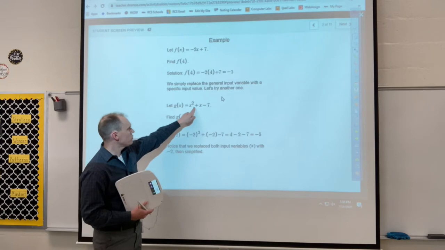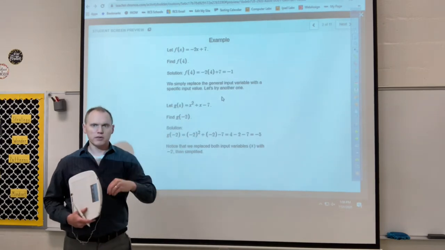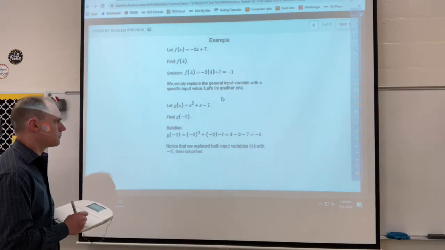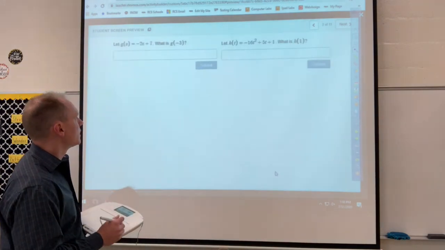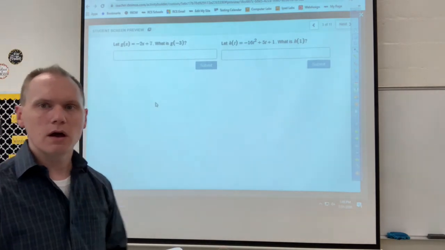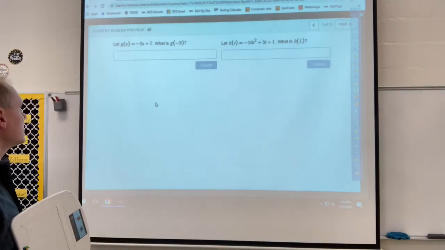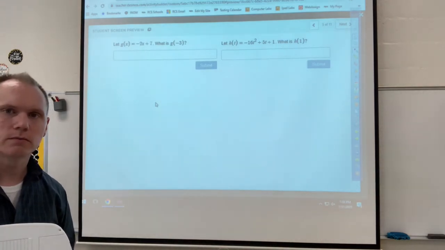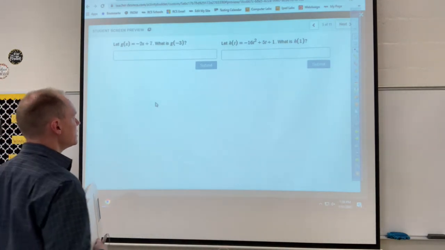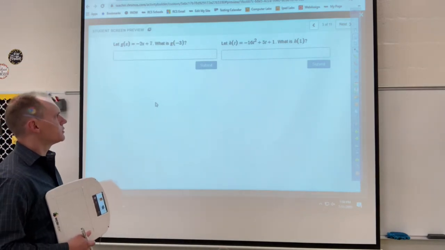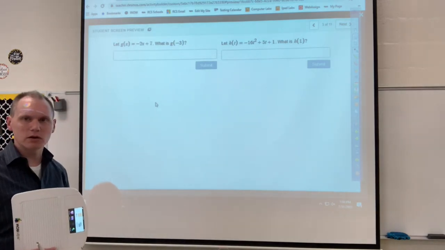Even if there's more than one input variable, we're going to input that value into all of them, however many there are. So, let me give you a second to try these two. First one says g of x equals negative 2x plus 7. What is g of negative 3? Second one, h of t equals negative 16t squared plus 5t plus 1. What is h of 1?